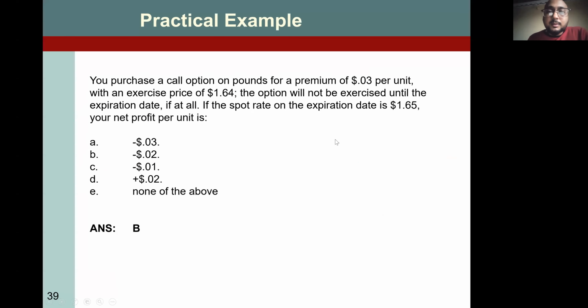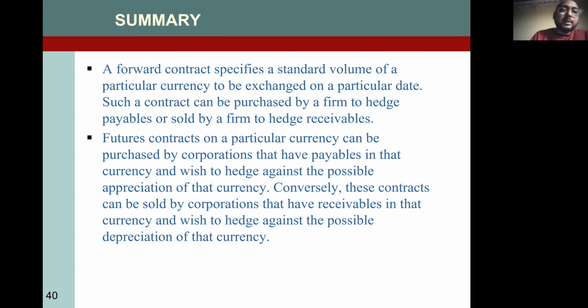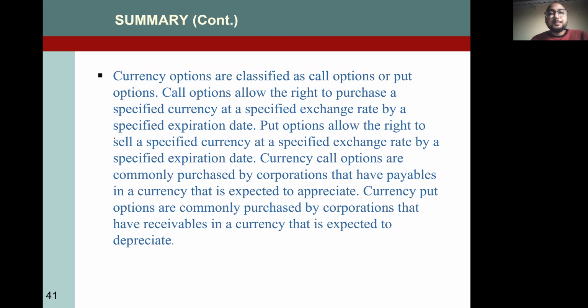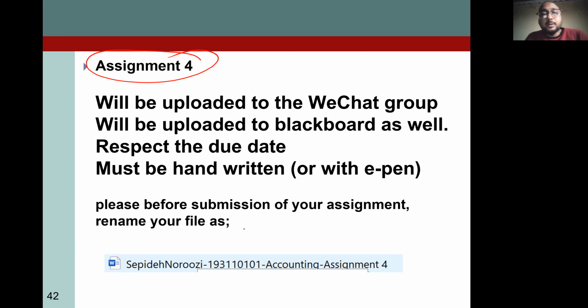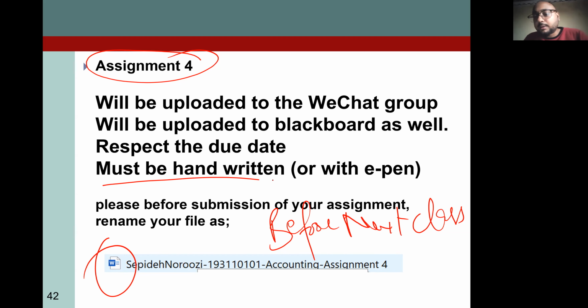So that's all. We have a summary here. We already talked about forward, future, call option and put option. Remember, we have our assignment 4. I will be uploading it on both platforms, BB and WeChat. The deadline is before next class. Please send me a Word file, use ePen, or it must be handwritten. Please don't forget to rename your assignment with the assignment number.